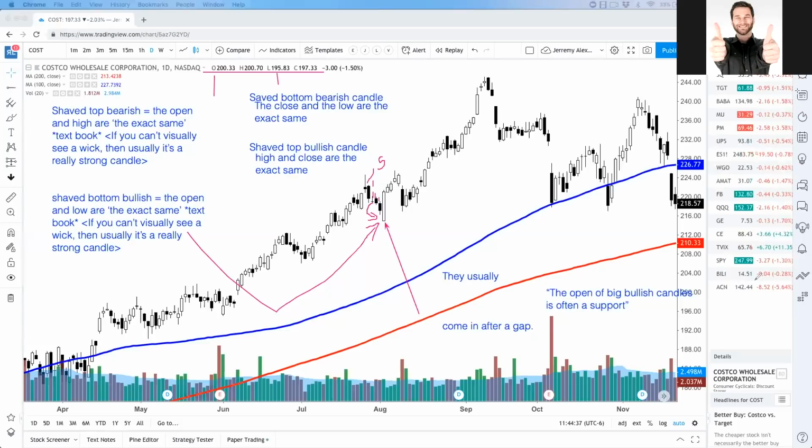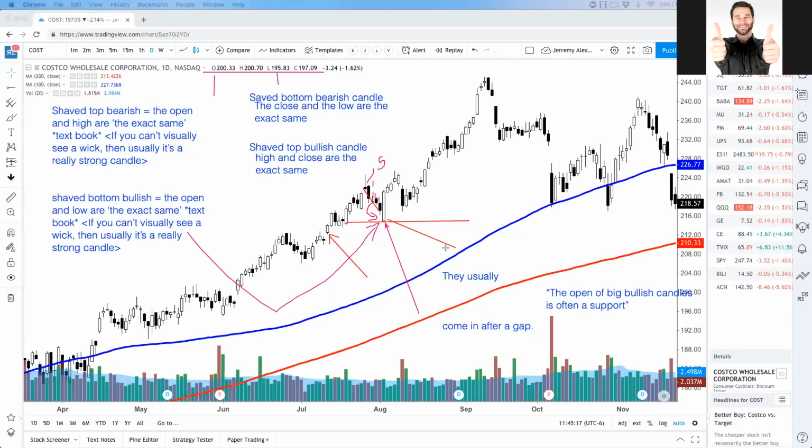Anytime I find a shaved bottom candle, if I'm already in the trade bullish, my stop is going to go below that candle. So let's just say hypothetically, I got in bullish here, this bullish gap and go on Costco, and I held through this flag pattern, and then the shaved bottom candle comes in. My stop's going to go right below the low of that candle. If Costco closes below the low of this candle, I know for sure that this trend is about to reverse, because that's an incredibly powerful candle.